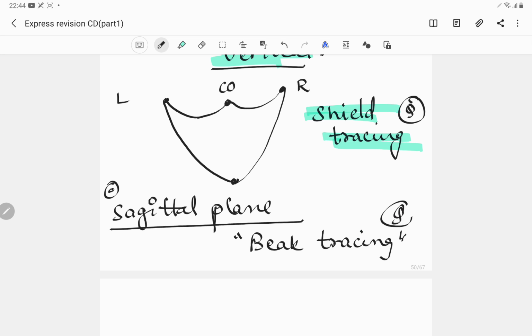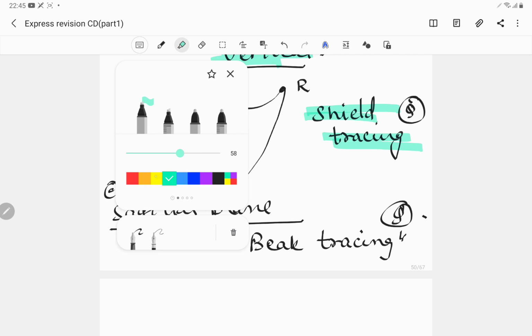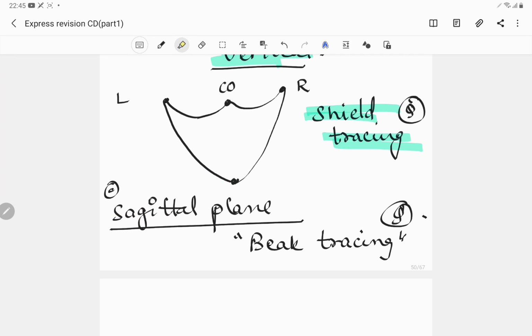So you can also remember it like how the Sagittarius girls are beautiful. So sagittal, Sagittarius girls are beak beautiful. Or if you have any other way to remember, you can remember it that way. So in the sagittal plane, the beak tracing is there.